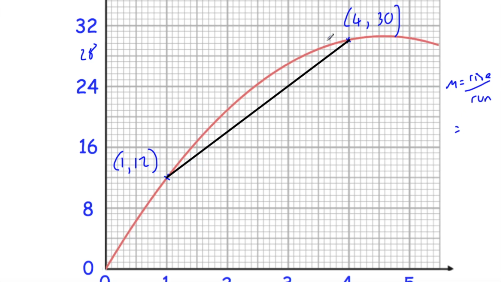In terms of the rise, well, let's turn this into a little right angle triangle. So I'm just going to go across and then I'm going to go up and turn that into a little right angle triangle there. In terms of the rise, it's going from a height of 12 up to a height of 30. So that's a rise of 18.